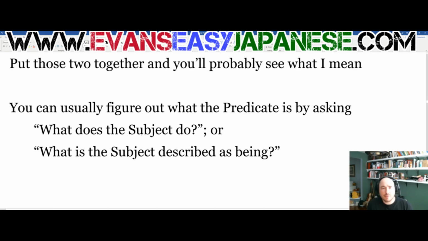You can usually figure out what the predicate is by asking, what does the subject do, or what is the subject described as being? What is the subject? Like, the subject is what? If you ask that question, the subject is what, you'll generally find out what a predicate is.